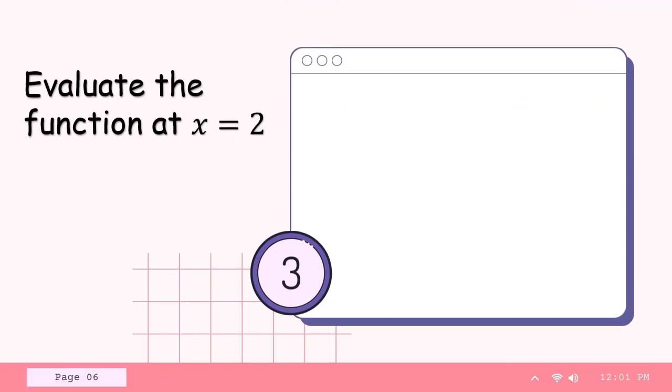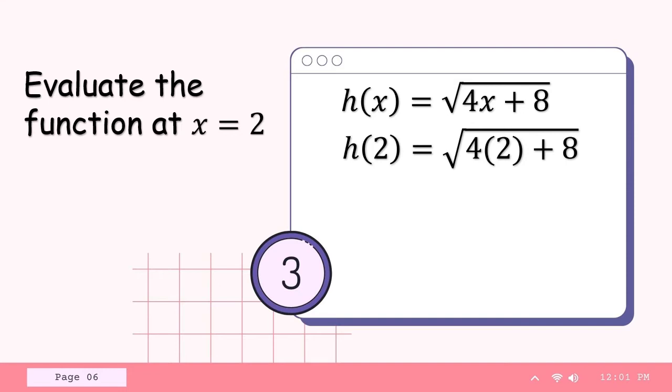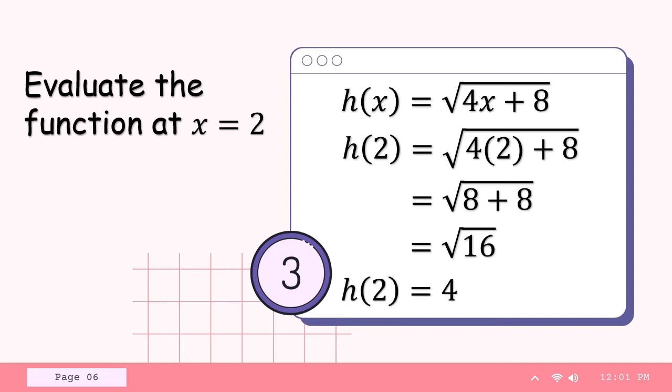Evaluate the function at x is equal to 2. h of x is equal to the square root of 4 times x plus 8. That will become h of 2 is equal to the square root of 4 times 2 plus 8. 4 times 2 is 8. So that will become square root of 8 plus 8. 8 plus 8 is 16. So that will become square root of 16. And square root of 16 is equal to 4. Finally, we have h of 2 is equal to 4.